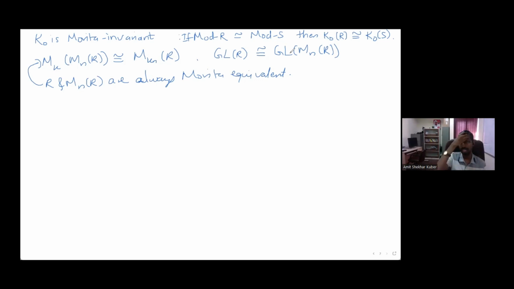Okay, so therefore you also know now what happens when you take, let's say, a PID and you take its Grothendieck group. Yeah, it's again Z. Okay, well, this is a very powerful but interesting theorem. This is the Quillen-Suslin theorem.